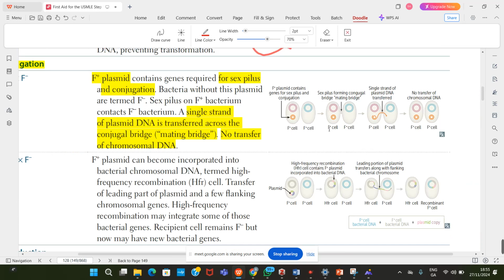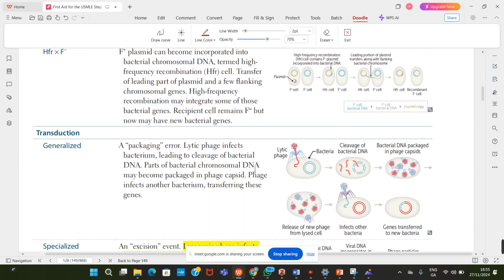So one will transmit plasmid, no chromosomal DNA. The other one will transmit chromosomal DNA with some plasmid, but the plasmid is not going to be a whole plasmid. So once it is not a whole plasmid, it is not going to be changed to F positive. It's going to remain as F negative, but containing a copy of part of the plasmid. The reason why I'm trying to explain this is so that no matter the way they twist it in the exam, we'll be able to understand what they are talking about.